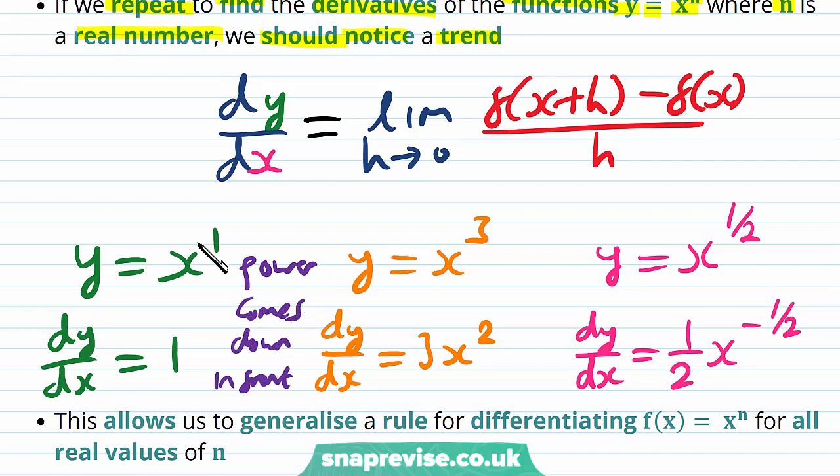And similarly, looking at how the power itself develops from y to dy by dx, at first we have an x to the power of 1, and then we have a constant term, and so the power has reduced by 1. Similarly, from x cubed to 3x squared, the power of x has reduced by 1. And finally, from x to the power of 1/2 to 1/2 x to the power of minus a half, again, the power has reduced by 1.